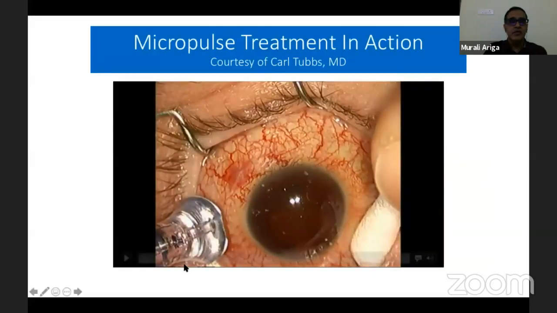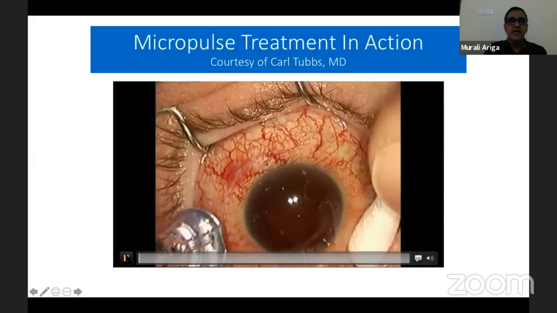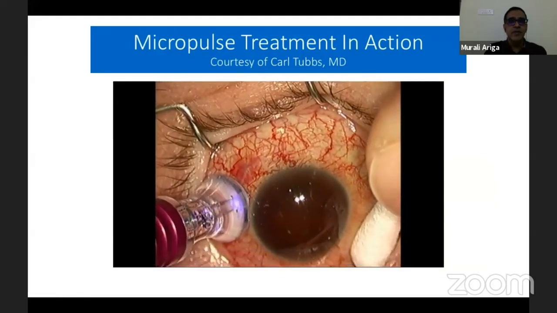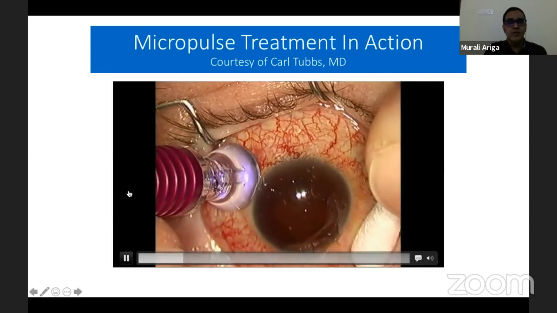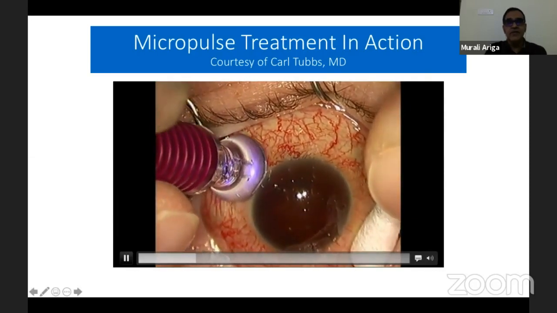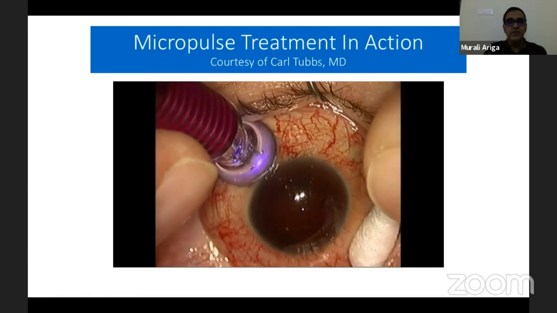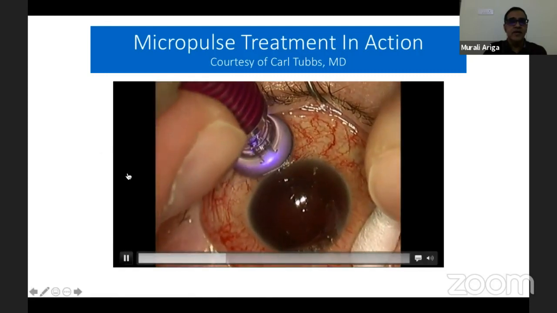So this is a video of how it is done. A sweeping movement, with the speculum on. As you can see, the sweep movement proceeds for about 15 seconds, about 5 sweeps in one hemisphere below and 5 sweeps superiorly as well.